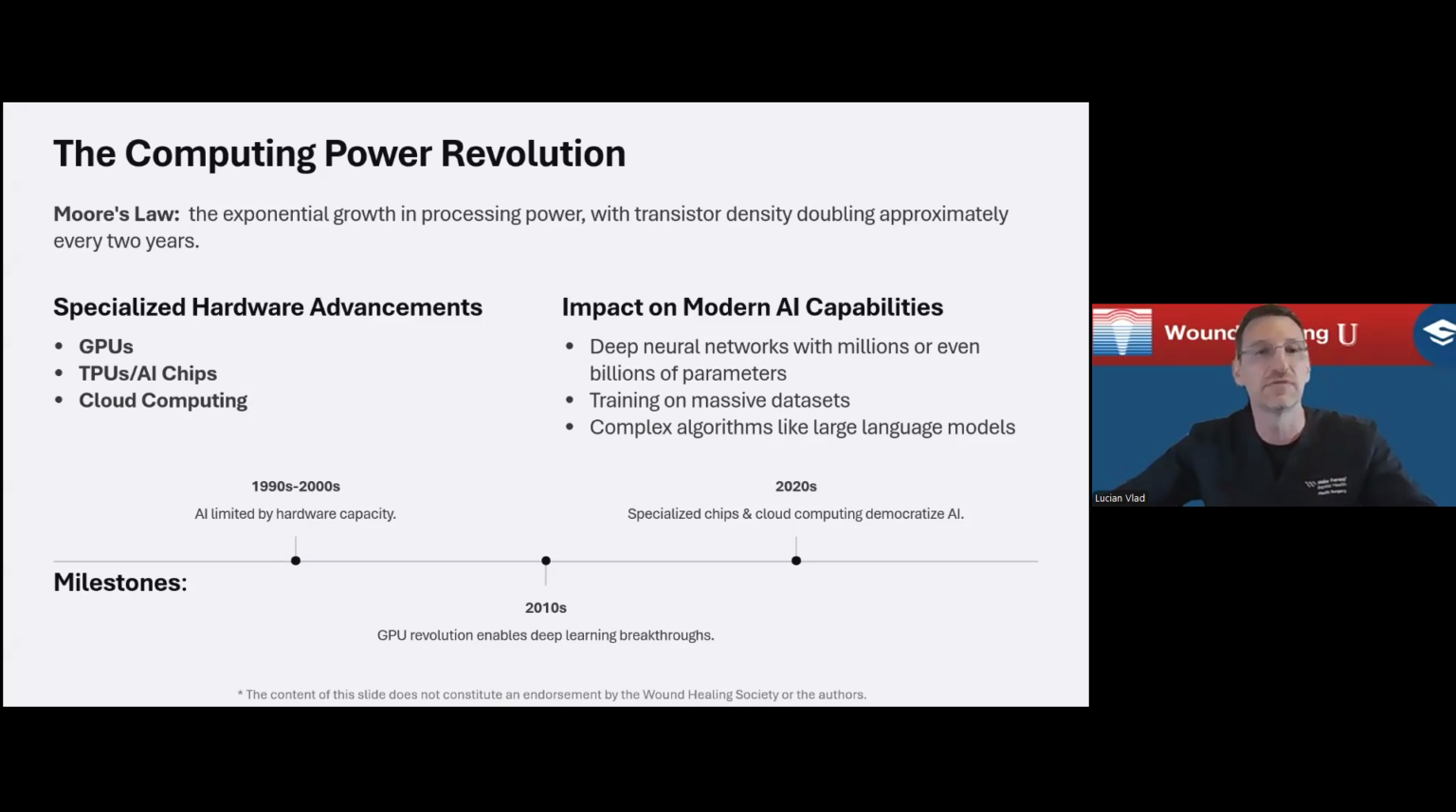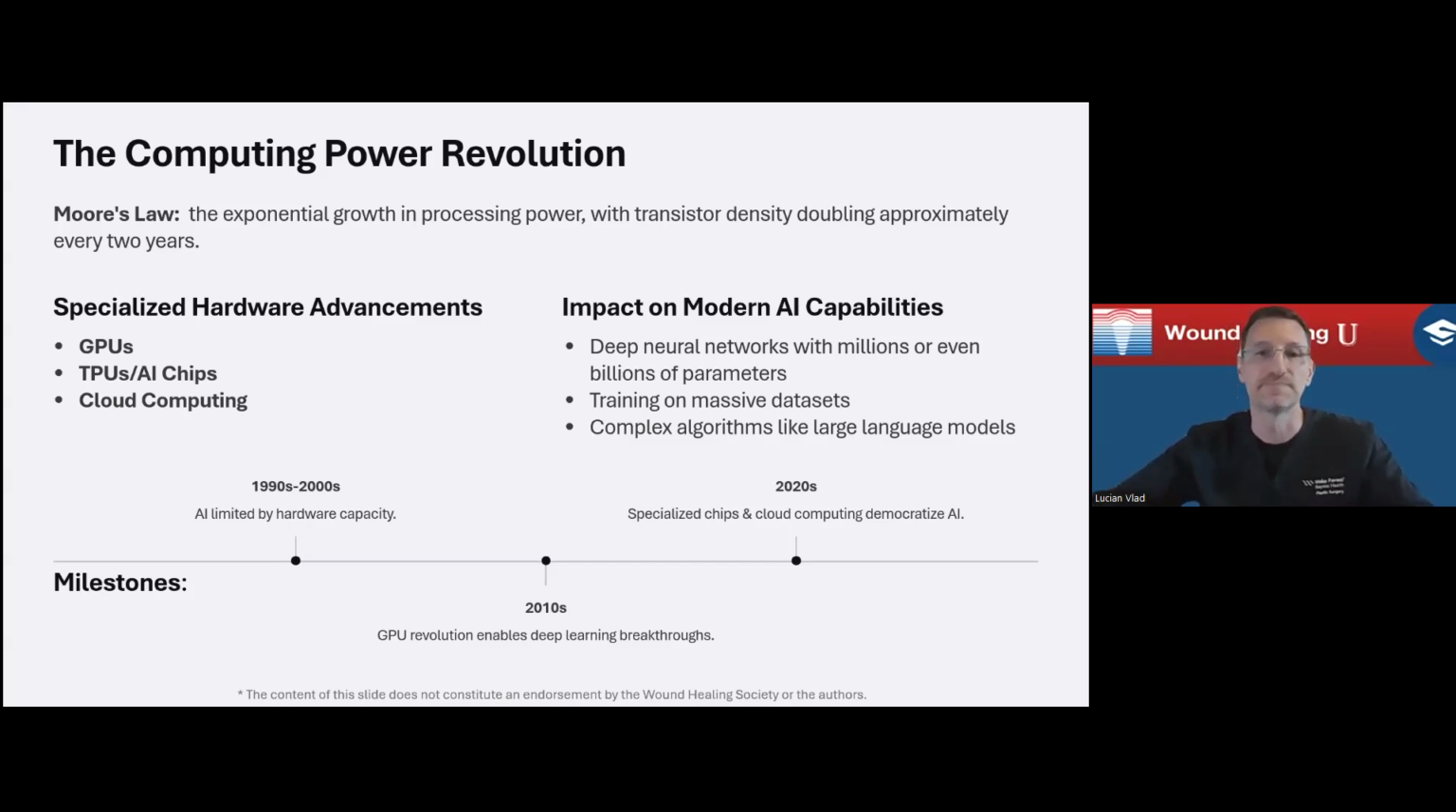And then transition into what we now call TPUs or AI chips, which are specific and very, very efficient for very high machine workloads. And then everybody's heard about cloud computing. This is the availability to share data across fast internet and put all this together to create synergistic effects, really increasing the computing power.